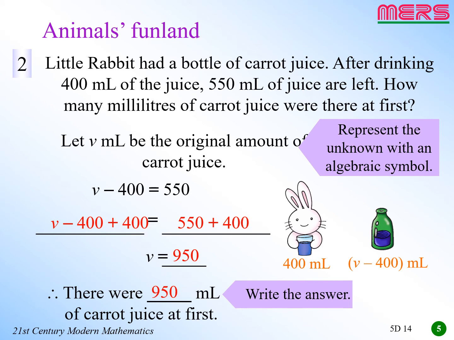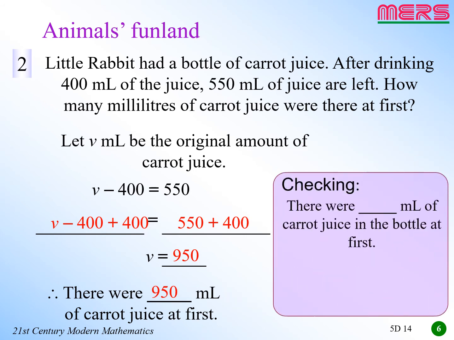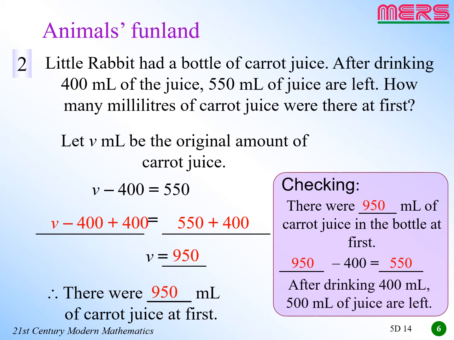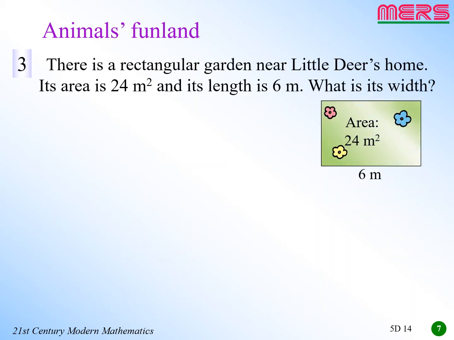So this is the checking part. For the checking, you just simply put 950 back into V. So 950 minus 400, yeah, it equals 550. So you got the correct answer. Yes. And then we go to number 3.